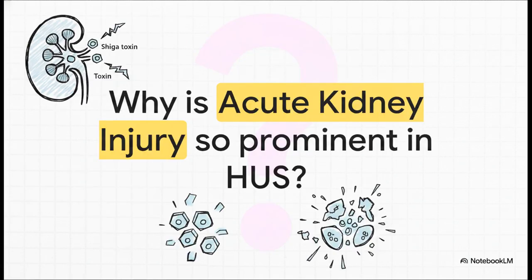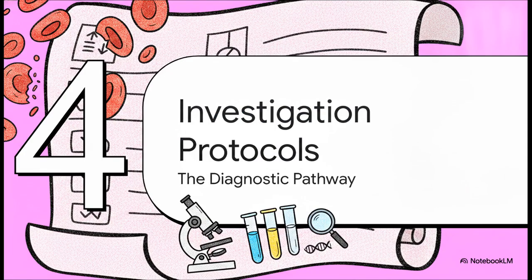Why do they take the absolute hardest hit during typical HUS? Well, it's definitely not a coincidence. It's simply because the microvasculature in the kidneys is absolutely covered with those specific Gb3 receptors. It makes the kidneys a massively target-rich environment for the Shiga toxin, basically turning them into ground zero for the damage. Okay, time for Section 4, the investigation protocols.